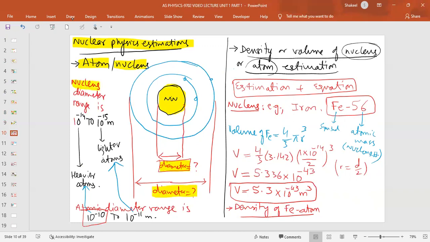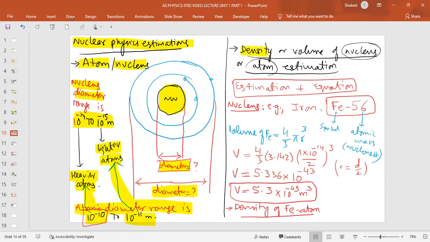So the nucleus diameter range is from 10 to the power minus 14 meter to 10 to the power minus 15 meter. That is too small. 10 to the power minus 14 meter is for heavier atoms like uranium, iron, plutonium and iridium, and 10 to the power minus 15 is for lighter atoms like hydrogen, helium, lithium. Now the atomic diameter range is 10 to the power minus 10 to 10 to the power minus 11 meter, and similarly 10 to the power minus 10 is for heavier atoms and 10 to the power minus 11 is for lighter atoms. So you need to memorize these values.